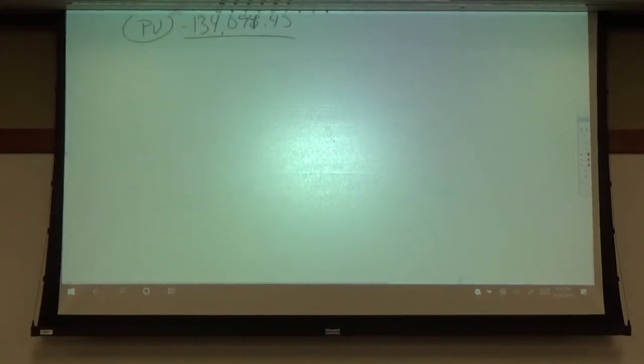And that's why they discount it, because they're simply prepaying it, they're getting the money up front and reducing the risk. Okay, moving on.